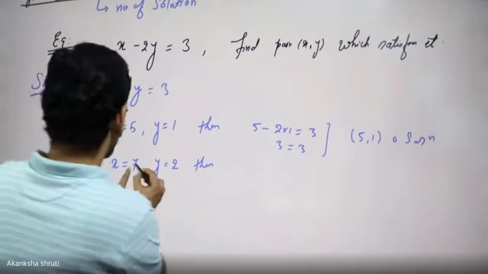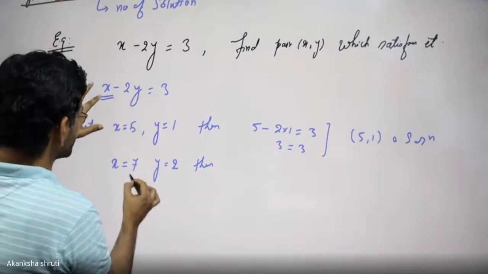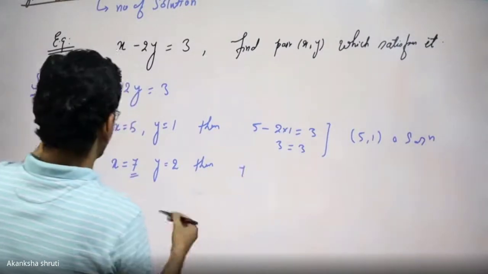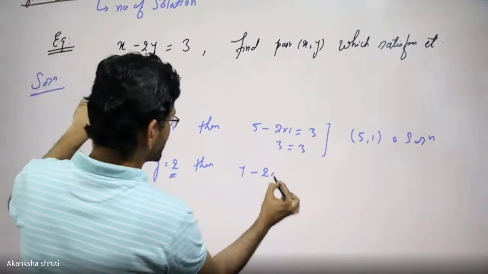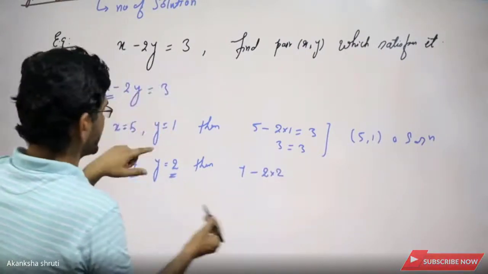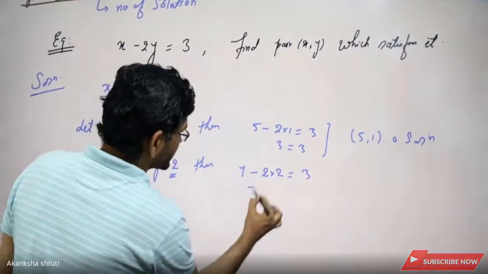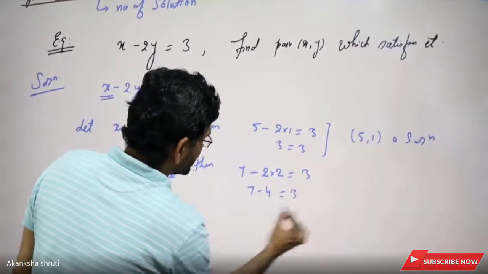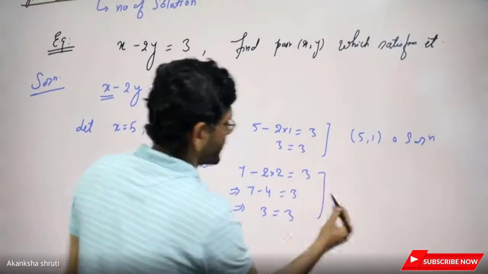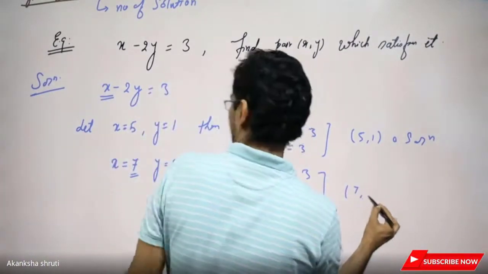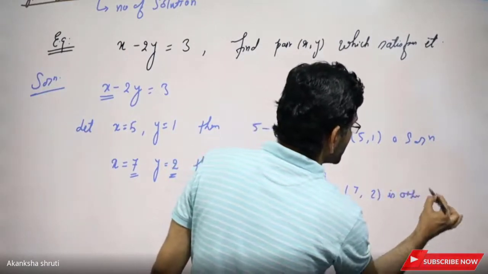Then if we are substituting x equals 7 here, keep in mind the minus sign is already there. In place of y we are substituting 2. We have to check whether LHS and RHS are equal or not. It is like 7 minus 4. Yes students, again we are getting 3 equals 3. So x equals 7 and y equals 2 is another solution.